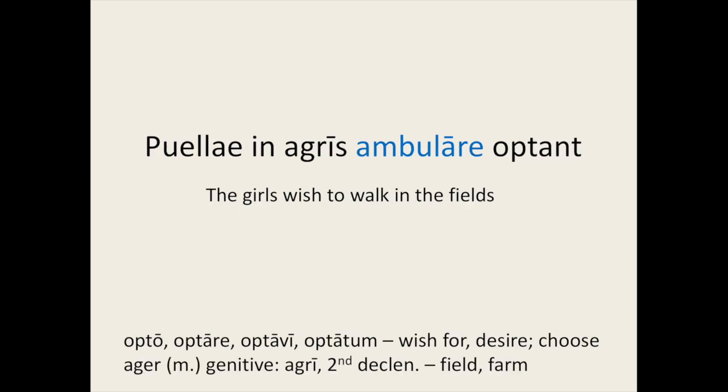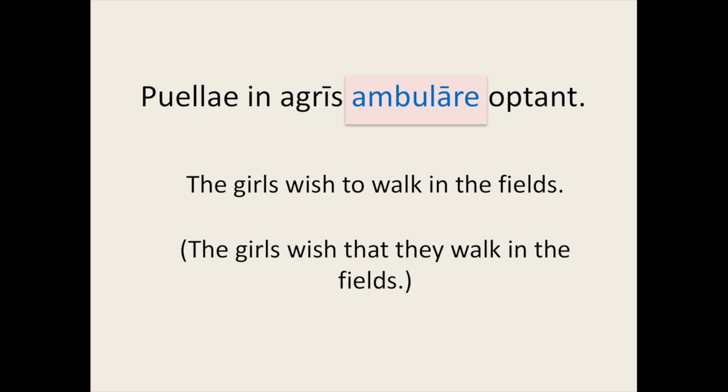Here is another example. Puellae in agris ambulare optant. The girls wish to walk in the fields. Is ambulare an object infinitive? Yes, it is. We can use the connective that to create two clauses, one with the subject the girls and the other with the subject they, which refers to the girls. And this has the same meaning as the first translation.